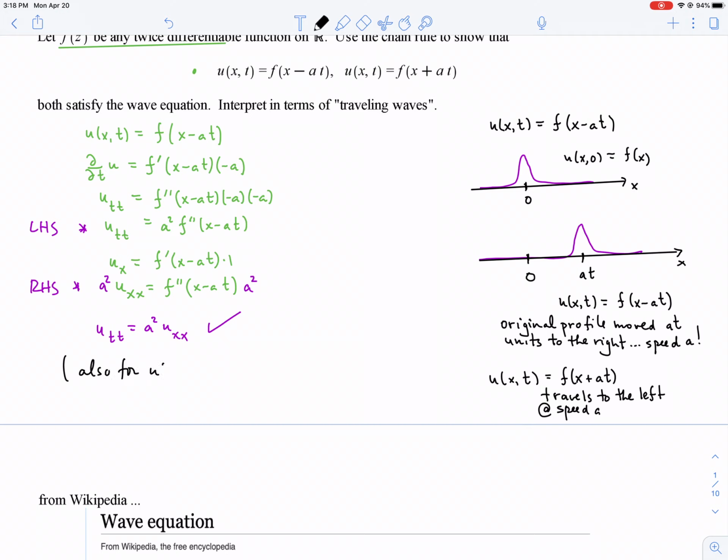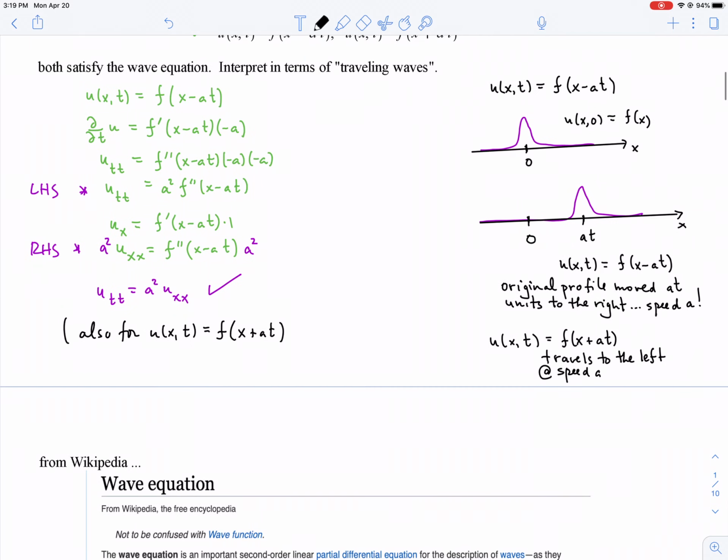if I had taken u of x,t to be f at x plus at. You can see, if you look up higher, that when I took the partial with respect to t, I'd get f prime at x plus at times a. When I took the second t partial, I'd get plus a times plus a, multiplying the f double prime. And that would again equal a squared times u sub xx.